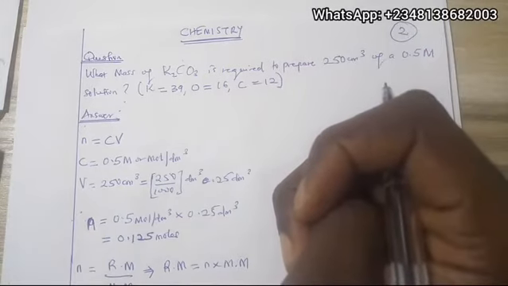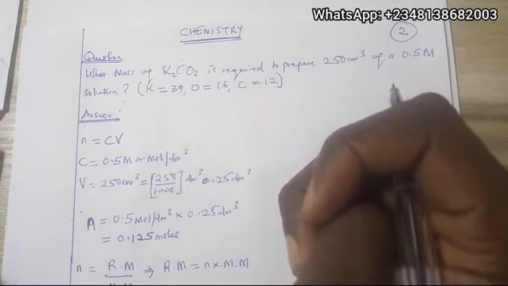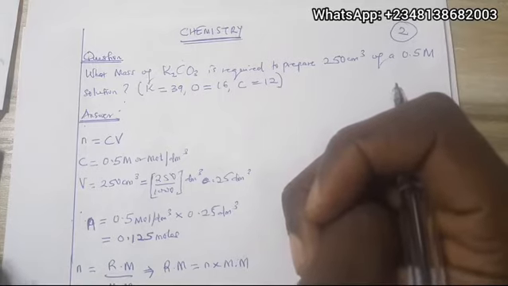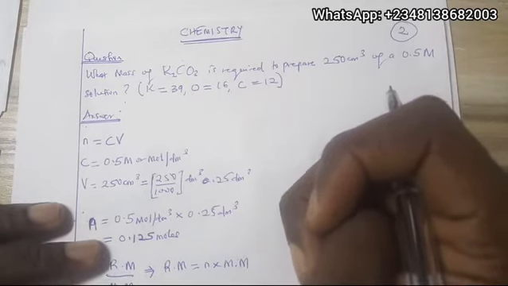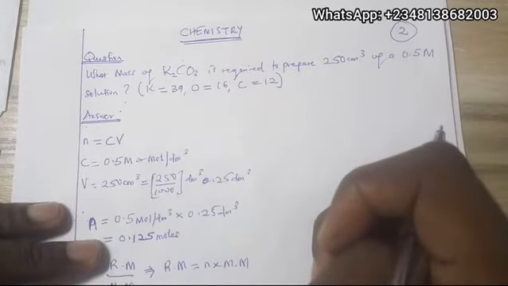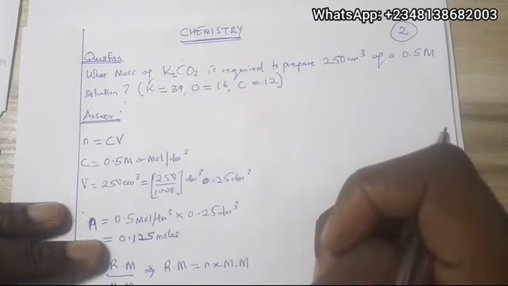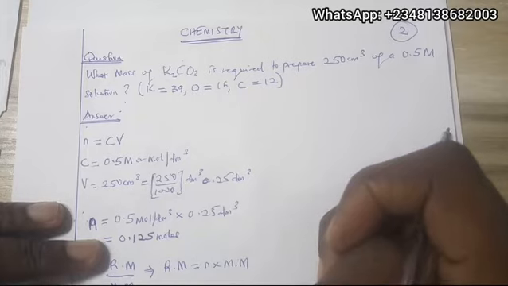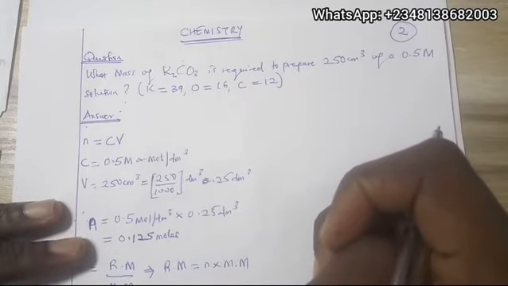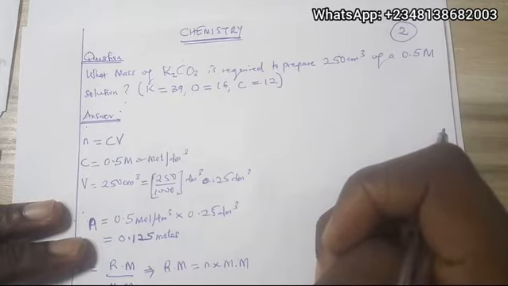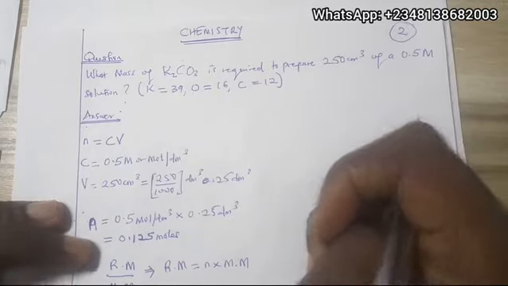Today we are going to take a look at chemistry. And we have a question which says, what mass of potassium trioxocarbonate(IV) is required to prepare 250 cm³ of a 0.5 molar solution? The relative atomic mass of potassium is 39, oxygen is 16, and carbon is 12. Answer.